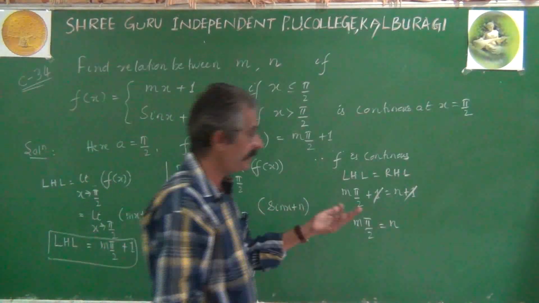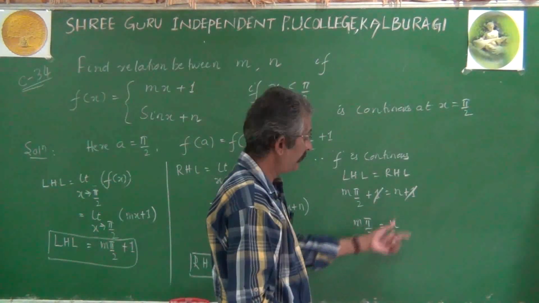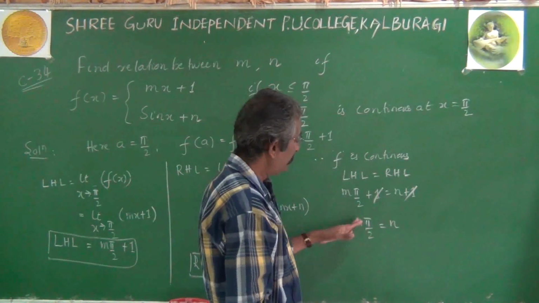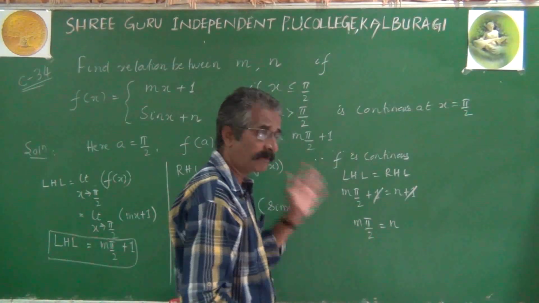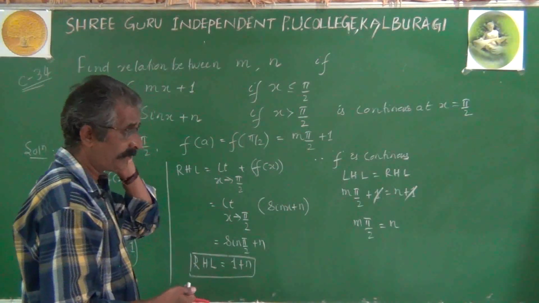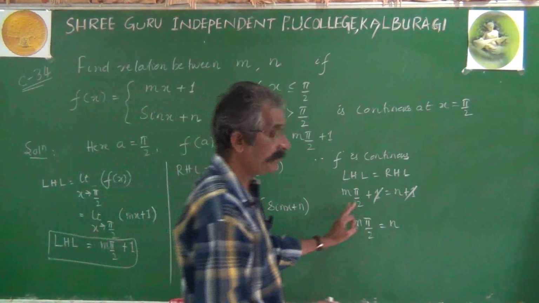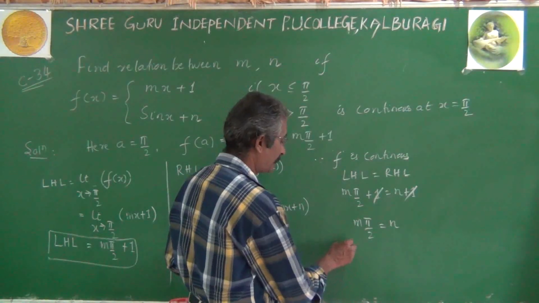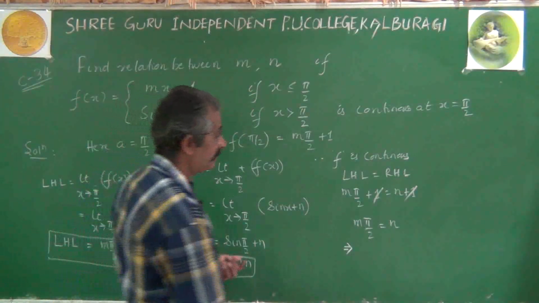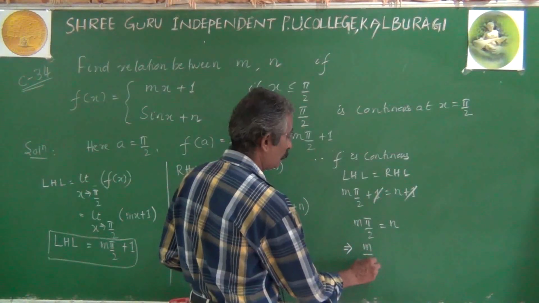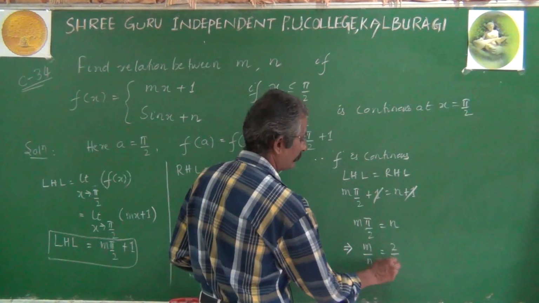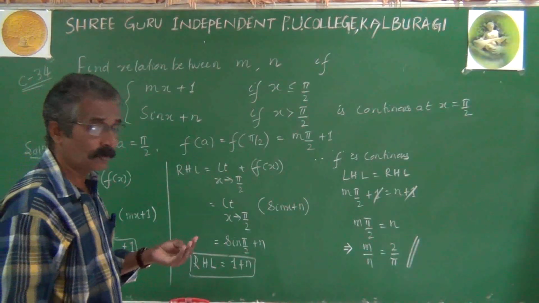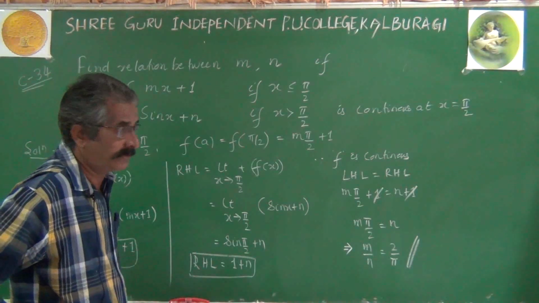This equation we can write in many ways, like m pi equals 2n, or m pi by 2 minus n equals 0, or m by n equals 2 by pi. There are several ways. This is enough as a possible relation between m and n. Just as an extra interest, this relation can also be written as m by n equals 2 by pi, or m is to n equals 2 is to pi, if a ratio is asked.